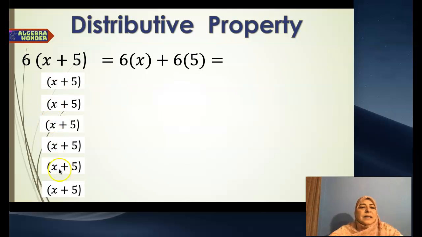So we have 6 x's. And how many 5s do we have? We have 6 5s. So we have 6 groups of x and 6 groups of 5. That's it. This is the distributive property. If you understand, that is done. So 6 times x, we have 6 groups of x, and 6 times 5, we have 6 groups of 5. So 6 times x is 6x, and 6 times 5 is 30. And that's it.